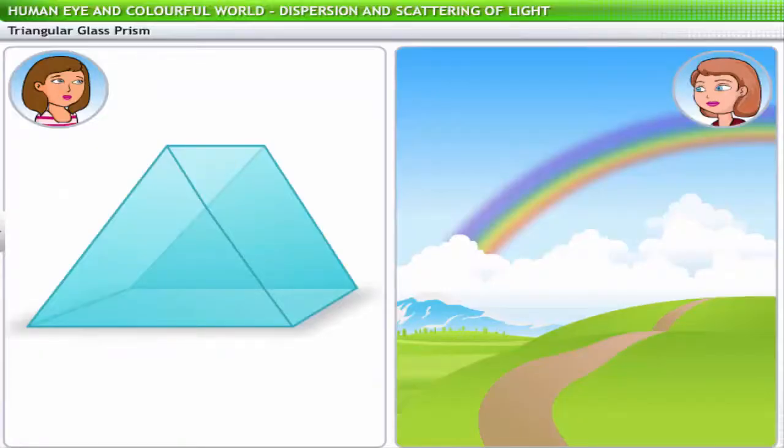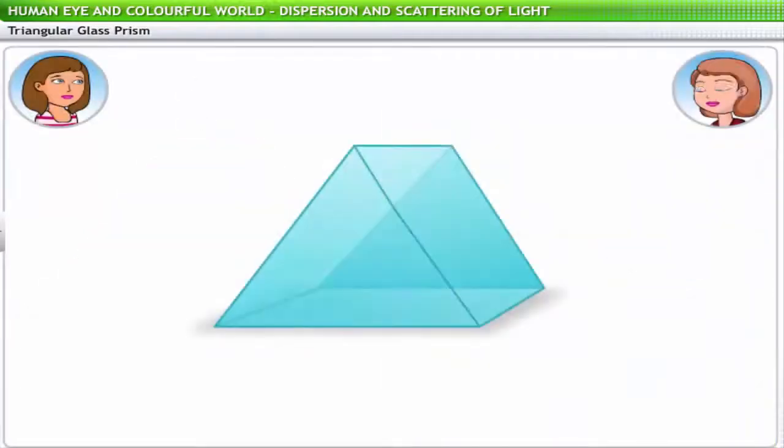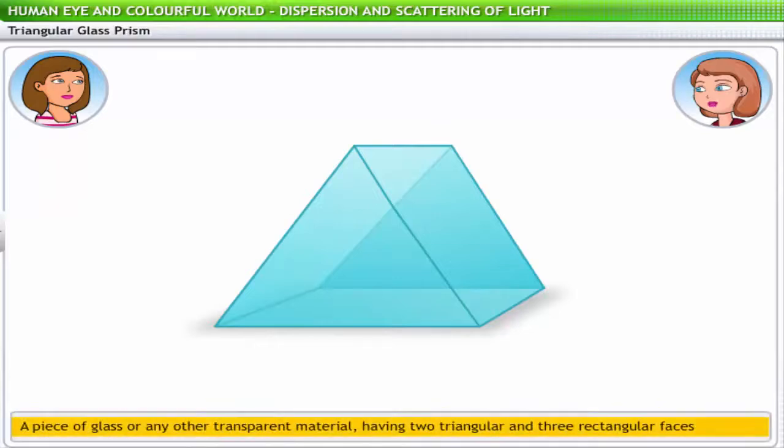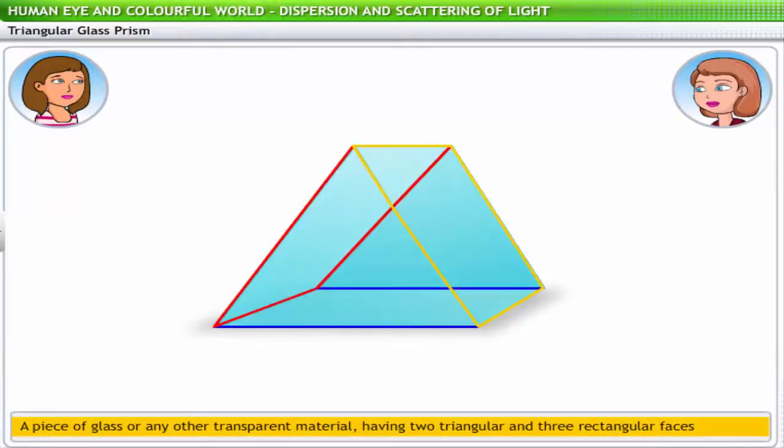You said you could show me a rainbow through a prism. What exactly is a prism? Is a triangular glass prism a special kind of a prism? A triangular glass prism, to be specific, is a piece of glass that has 2 triangular and 3 rectangular faces.